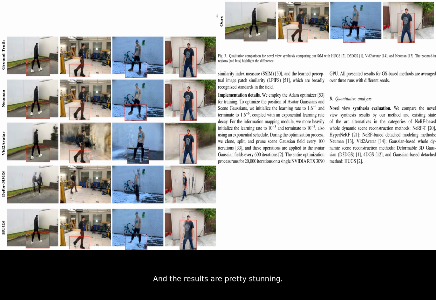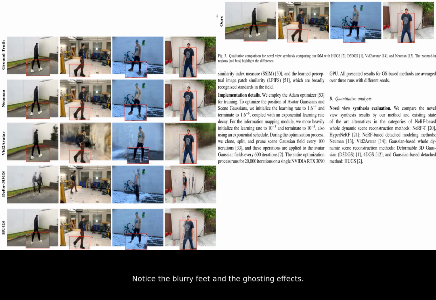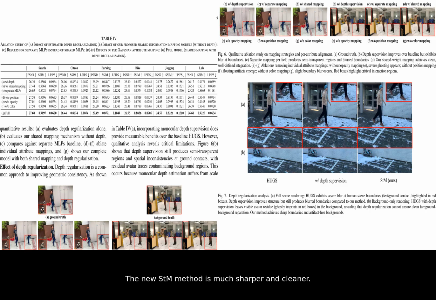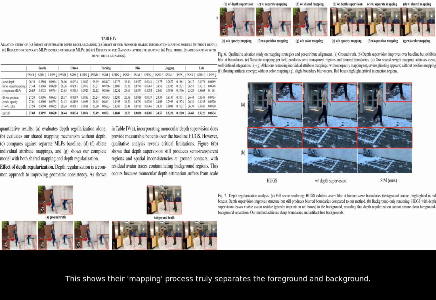And the results are pretty stunning. Here's a comparison with several other state-of-the-art methods. You can see that the previous methods, like Hugs or Neuman, struggle with the areas where the person interacts with the ground. Notice the blurry feet and the ghosting effects. The new STM method is much sharper and cleaner. Here's another great example showing just the background after the person has moved. The older method leaves behind a ghostly imprint of the person's legs, but the background in the STM version is perfectly clean. This shows their mapping process truly separates the foreground and background.